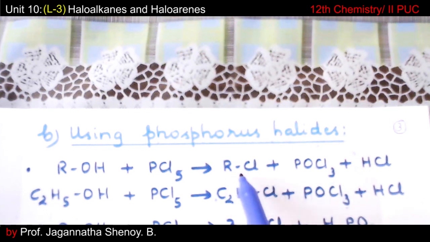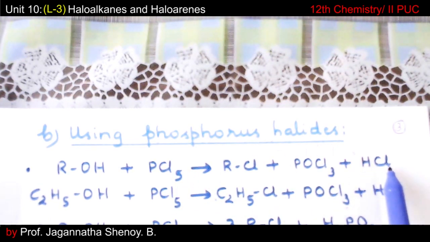We get alkyl chloride, POCl3, and HCl. So what is the role of PCl5? It will replace the OH group by one chloro group. Then, whatever OH group is replaced, one hydrogen of OH will combine with one chlorine atom of PCl5 to form HCl. What am I left with here? PCl3, and that PCl3 will combine with oxygen to form phosphorus oxytrichloride.